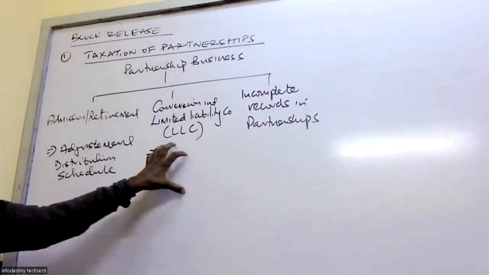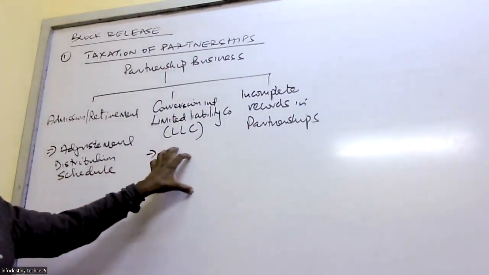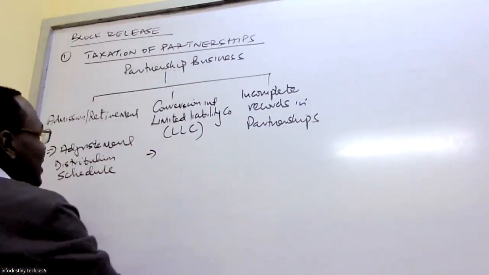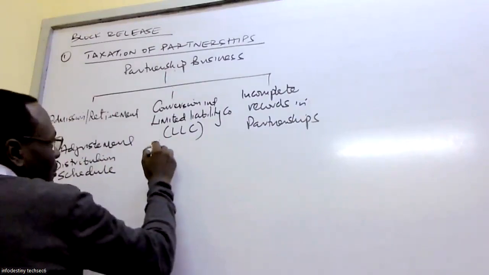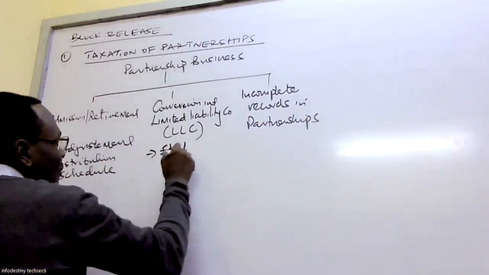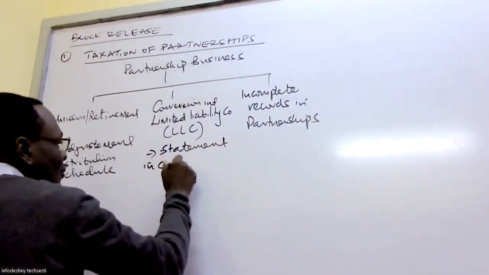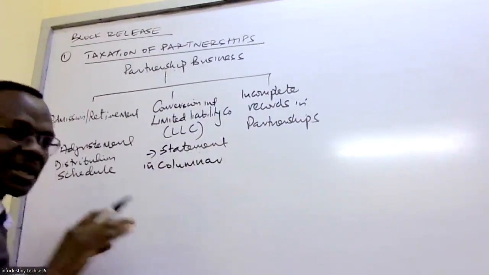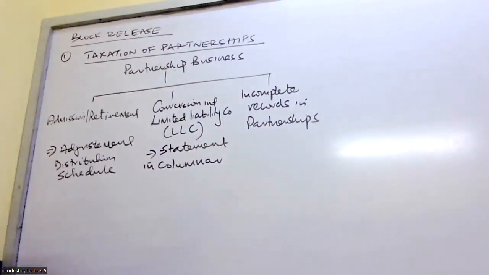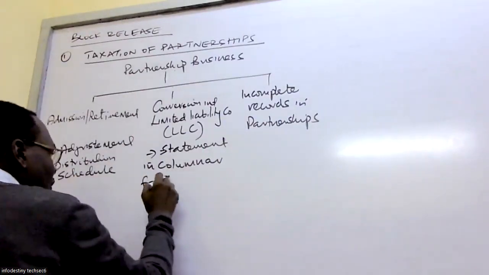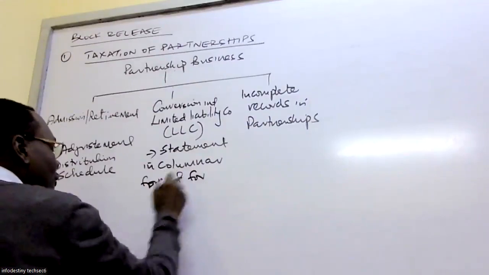There'll be an exact date when the company is formed, because it's formed during the year. So you split the two. Normally a statement will be prepared in columnar form. The statement will have a column for the partnership and a column for the limited liability company split.